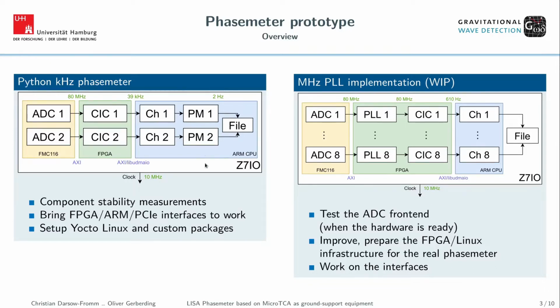So this image here is the Z-7000. That's our FPGA which we use. And here is an ADC card, which is currently an FMC 116 card, but will be replaced by our real ADC front-end card. Then this is the FPGA part, where in this implementation only a CIC filter is used to decimate the data down from 80 megahertz to around 40 kilohertz. So the Phasemeter is mainly living here in the ARM chip and running in Python.